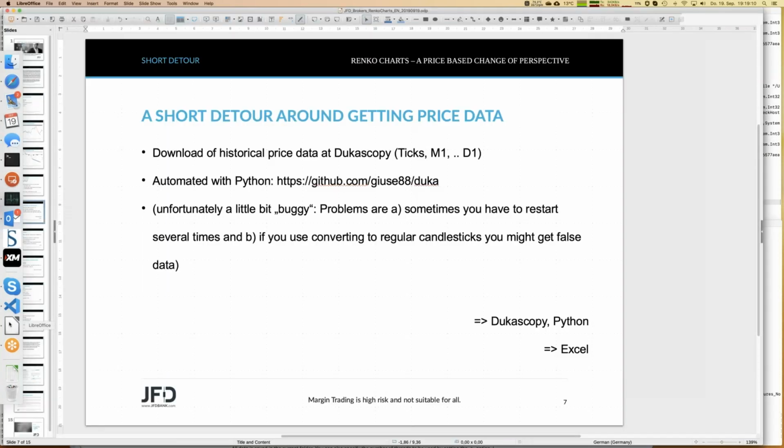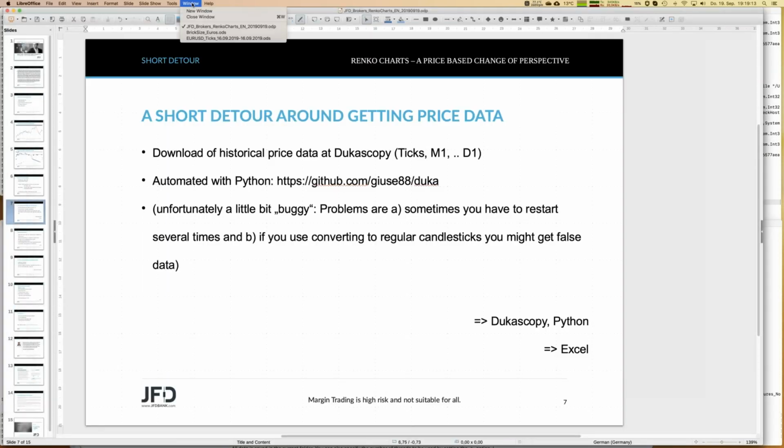We will go now for already downloaded tick data from one day. In this case, it's Monday. I will show you how to create a Renko chart or Renko data out of tick data.